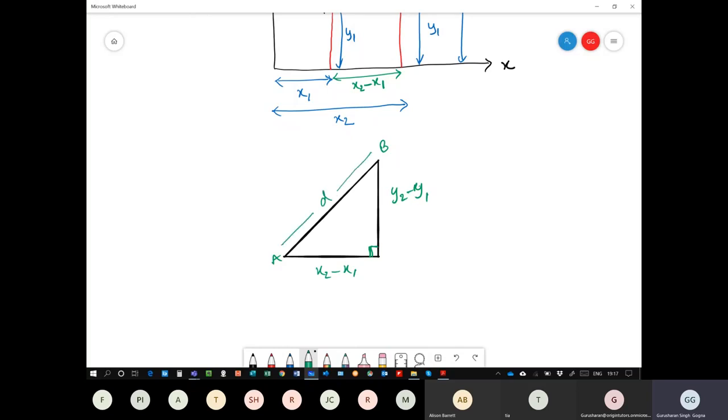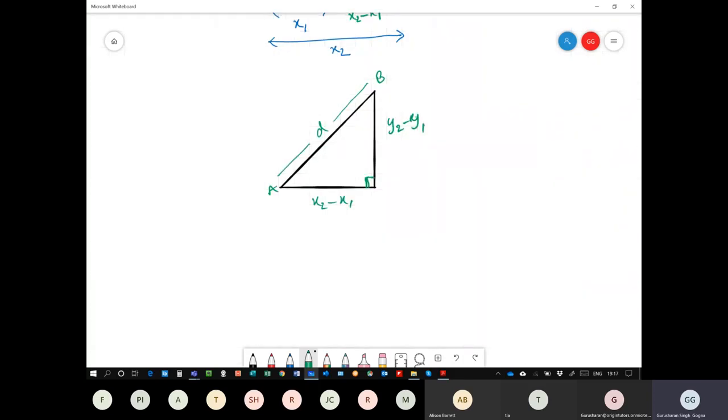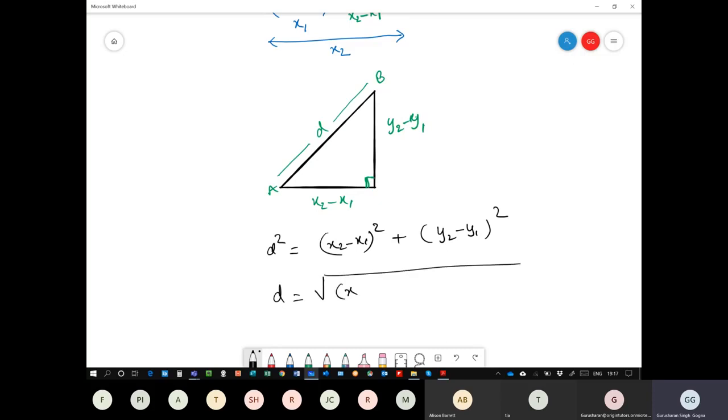So if you recall your concepts from junior cert trigonometry, in a right angle triangle, which theorem is applicable? It's Pythagoras theorem. And using Pythagoras theorem, I can find out the hypotenuse, which is d. So d square equals x2 minus x1 whole square, which is the square of the adjacent side, and then square of the opposite side. And I'm interested in d, not d square, so I'll take the square root of both sides. So what you're getting here is called the distance formula.